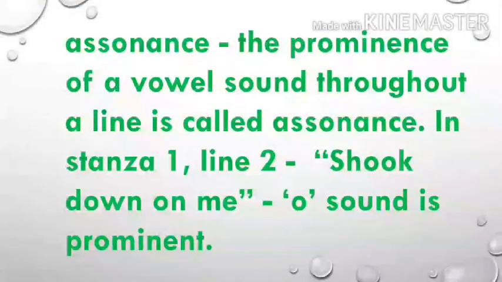Another literary device used in this poem is assonance. The prominence of a vowel sound throughout a line is called assonance. In stanza 1, line 2, as you can see, shook down on me. Here, the O sound is prominent. It is repeated.